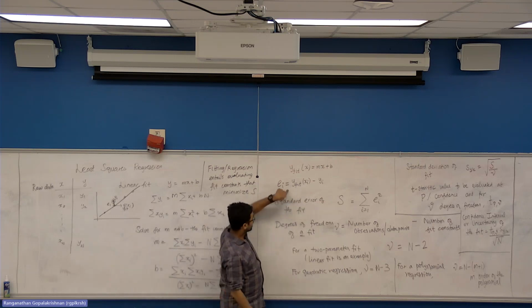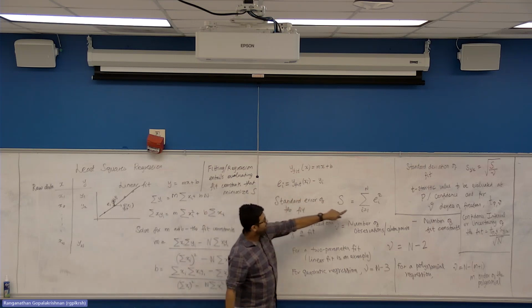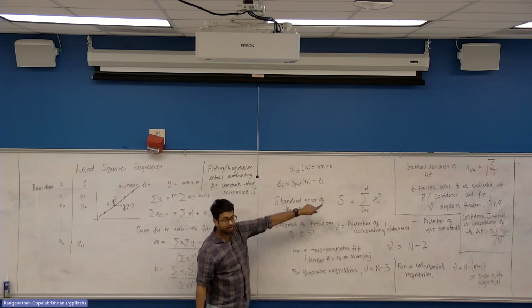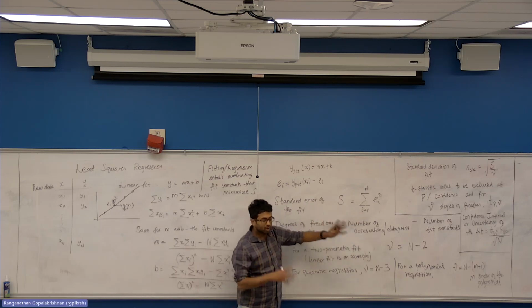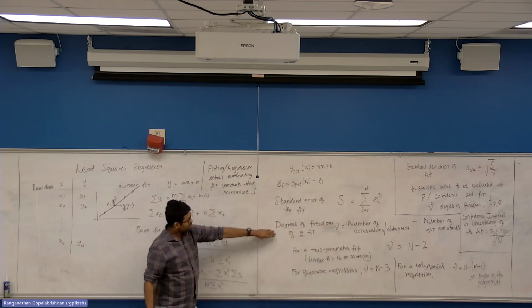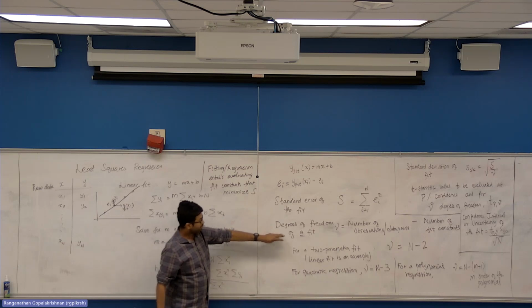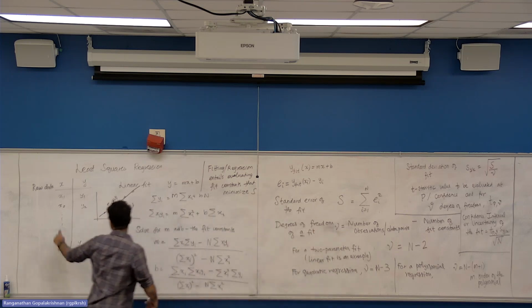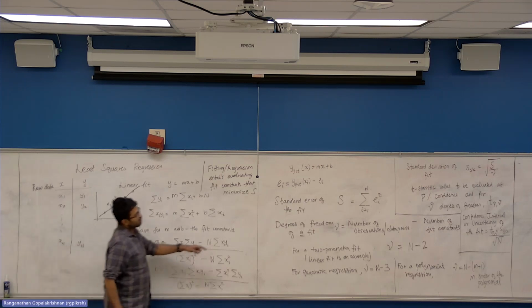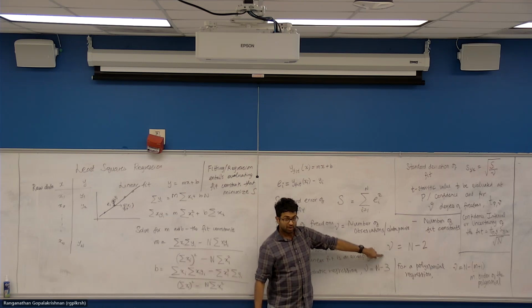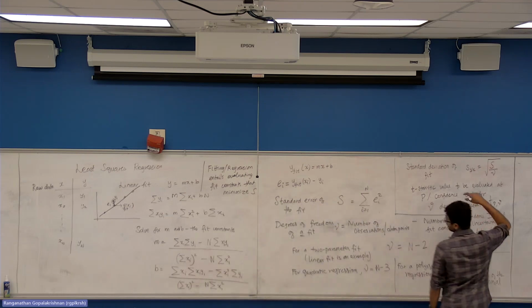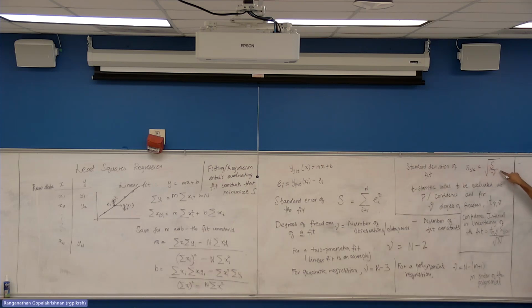We take the square of ei so that we get rid of the sign, and we sum it up to get what is called the standard error of the fit. It's the total of the deviations squared. Then we define degrees of freedom, which is the number of observations or data points, 1, 2, 3 up to n, minus the number of fit constants. For linear regression, that will be n minus 2. The standard error divided by the degrees of freedom gets you the standard deviation.